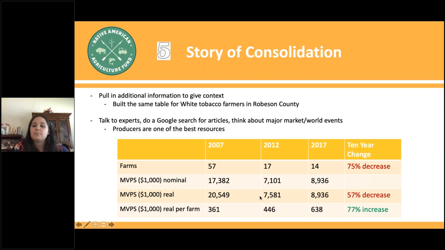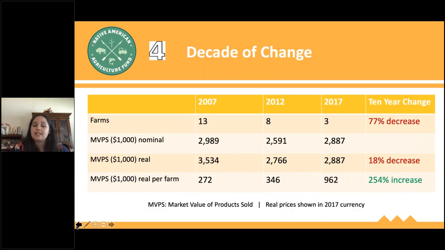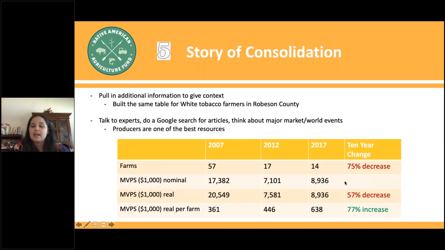But perhaps that's because there are still 14 white tobacco farms as opposed to 3 American Indian tobacco farms, and that means the American Indian ones consolidated more. You should also talk to experts, do a Google search for articles, and think about major market or world events. One of your best resources is producers.